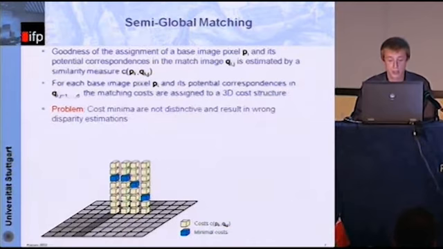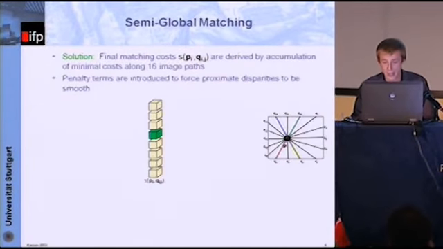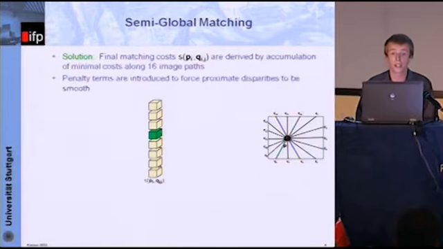The problem is these minimal costs are not that distinctive and result in wrong disparity estimations. The solution is doing some cost aggregation within these three-dimensional cost structures. For example, you do that along 16 image paths. And for example, we look at how the final costs of these potential correspondences are calculated.